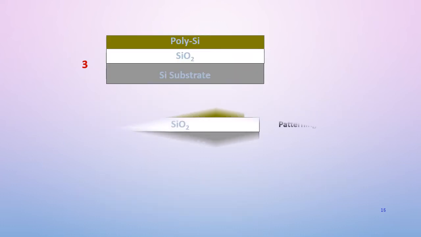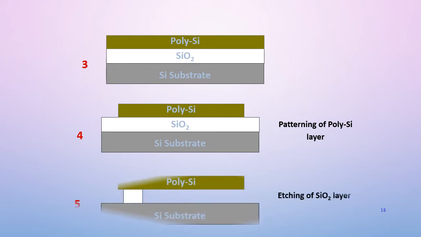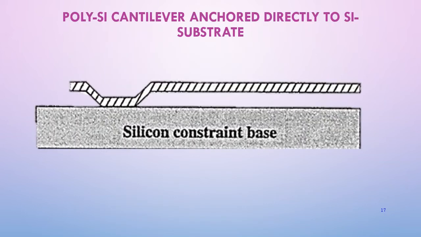Now, after that, patterning of the polysilicon layer will take place, meaning that some part will be etched away, and then finally etching the silicon oxide layer so that the final product can be achieved. So here is another example of how a polysilicon cantilever is anchored directly to the silicon substrate. So here is the example of the final product. Now let's see the steps of how the process will take place.